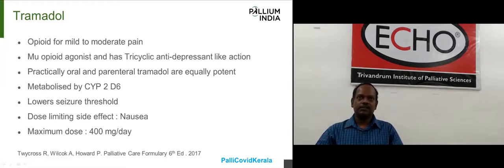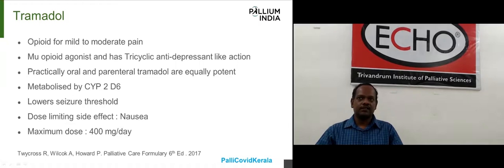Another thing we have to remember about tramadol is that it can reduce the seizure threshold. So when we give tramadol to a patient who is prone to have seizures, like brain metastasis, we have to be careful. Also, there are medications which can reduce the seizure threshold, so combining them with tramadol can sometimes precipitate a seizure.